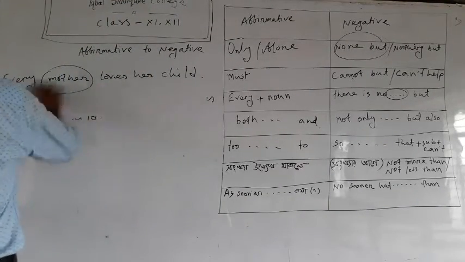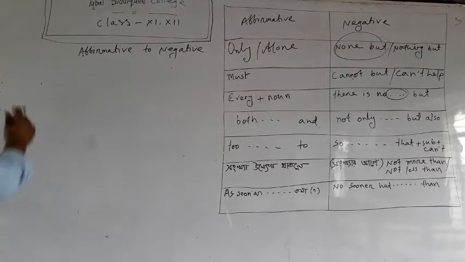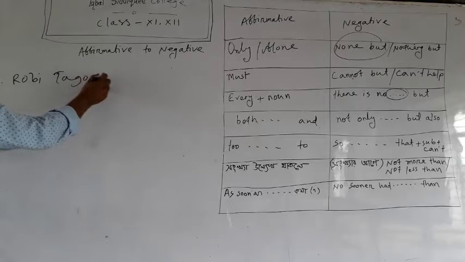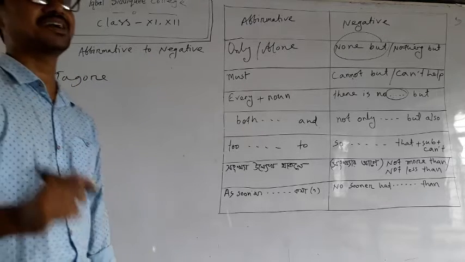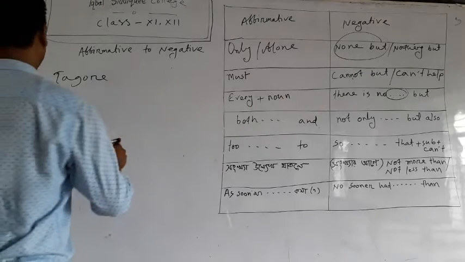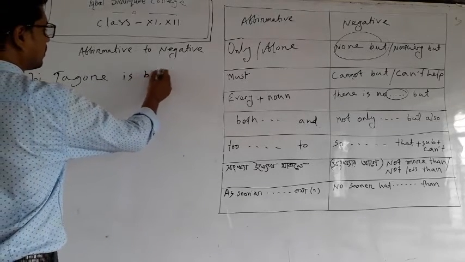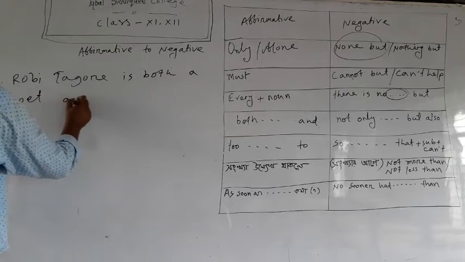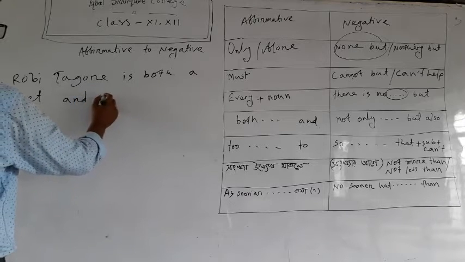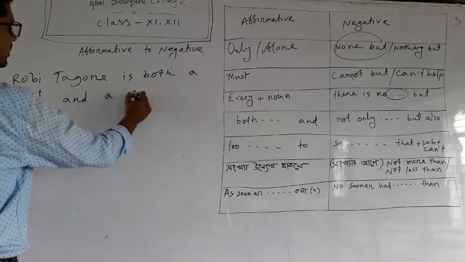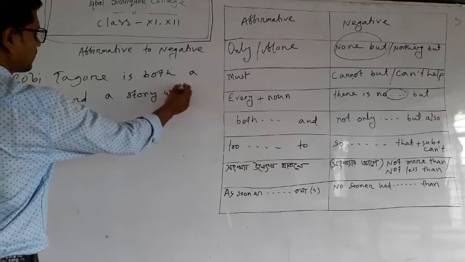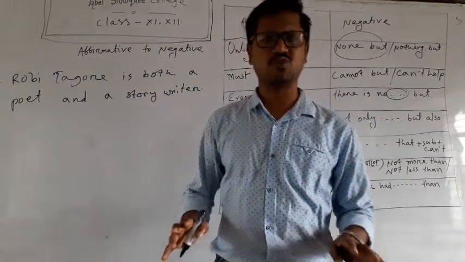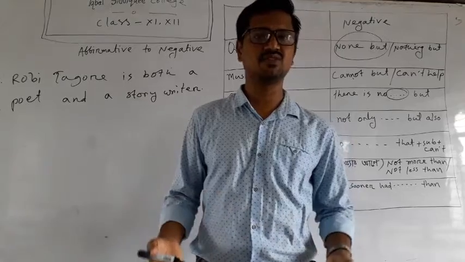Here we got both. We want to write a sentence first. Rabindranath Tagore. You know Rabindranath Tagore? Rabindranath Tagore is both a poet and a story writer. You know, Tagore has a lot of qualities as a storyteller. He's also a poet and a philosopher, you know.